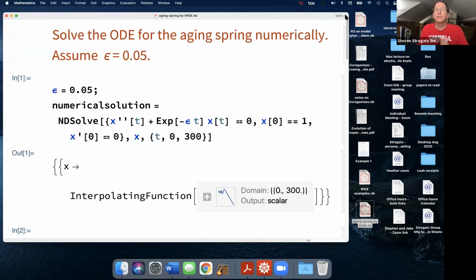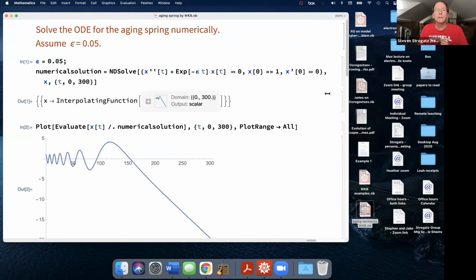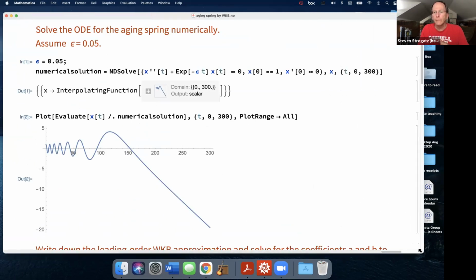Maybe that's too big. How about like this? Is that still readable? Yeah, pretty good. You don't need it bigger.